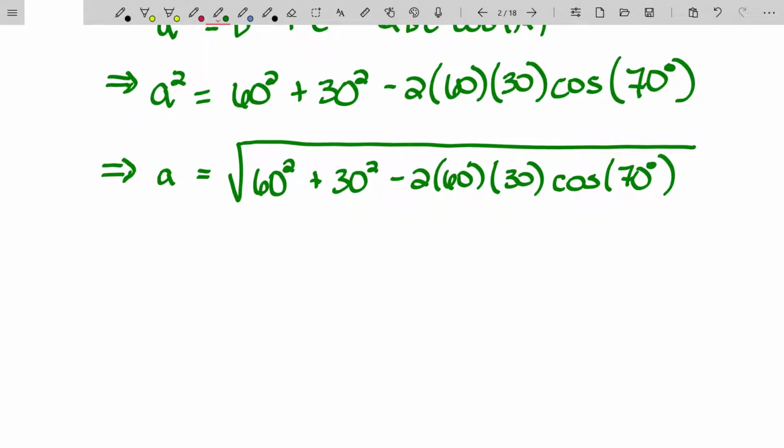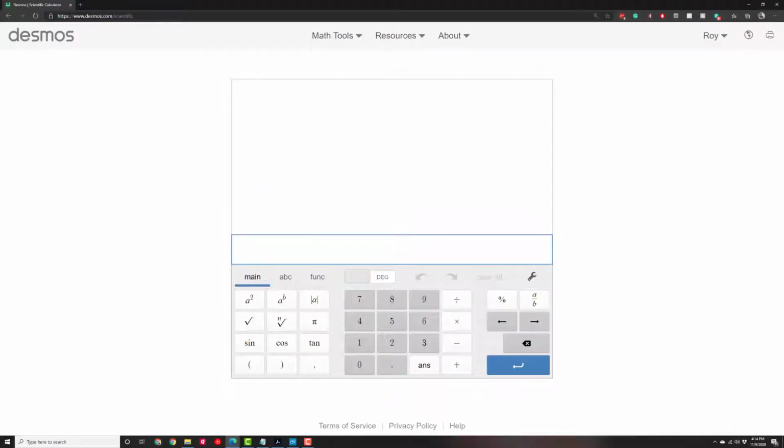Of course, this is more like a lecture, and then you're probably working on a homework. So we'd like to get an approximation for this, since we're allowed to, on a homework, use a calculator. So I'm going to go ahead and hop over to Desmos. And within Desmos here, I'll just do the square root of 60 squared plus 30 squared, and then minus 2 times 60 times 30 times the cosine of 70. And notice I am in degree mode here. So it's critically important that you know that you're working in degree mode when you're dealing with degree angles.